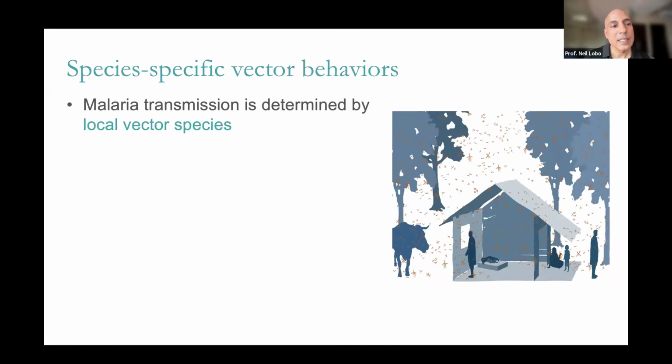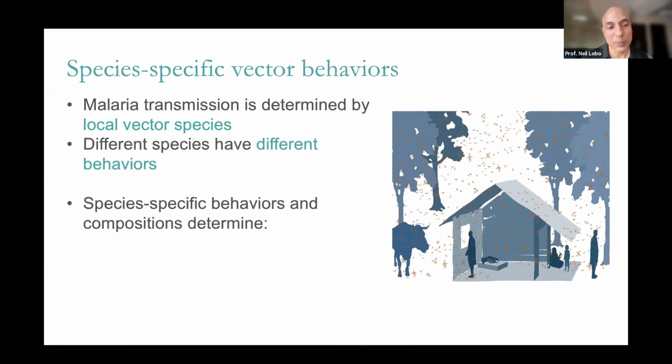So malaria transmission is determined by local vector species. Different species have different behaviors, which is really irritating because I wish they had the same behavior. We could just deal with all of them at once. And species-specific behaviors and compositions at your site will determine how efficacious a sampling method is. And so again, every mosquito has different behaviors. So different sampling methods, such as HLCs or CDC light traps, etc., will function differently with different species. And I'll go over this in another presentation.